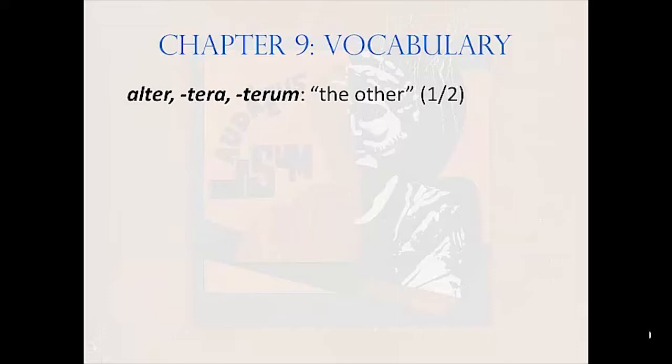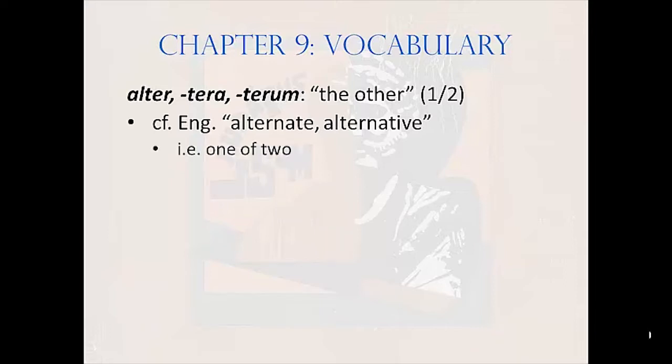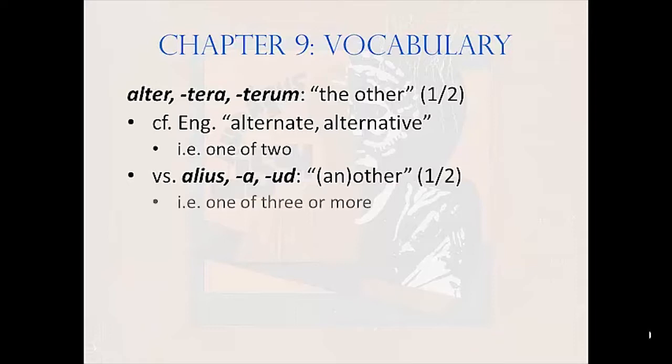The next word, alter, altera, alterum, means the other. It's a first-second declension adjective. This is the Latin word that gives us words like alternate or alternative. Notice that those words have a connotation they've inherited from Latin, one of two, the other, as opposed to another, the Roman word for which is alius, alia, aliud, also a first-second declension adjective. Just like another, alius denotes something that is one out of three or more things.